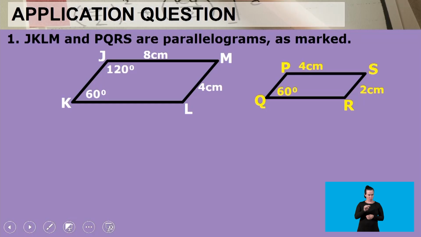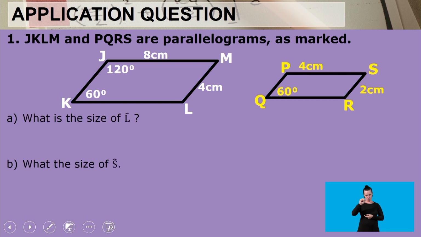Welcome back. Let's continue now with application questions. The first one: JKLM and PQRS are parallelograms as marked. Let's look at the questions. What is the size of angle L?